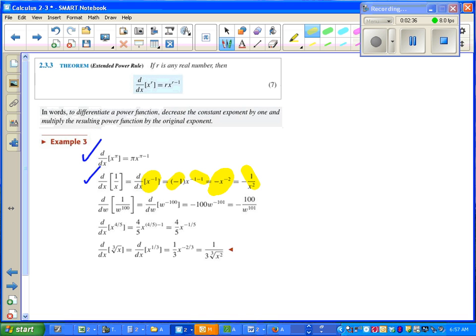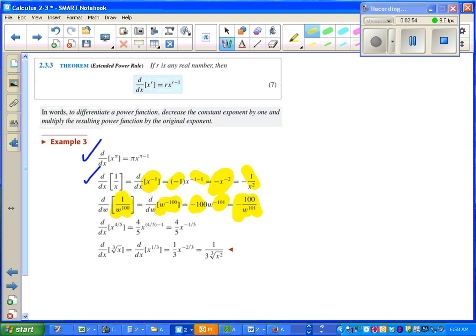Same idea works for any exponent on the bottom. 1 over w to the 100th. First rewrite it as w to the negative 100. Drop the negative 100. Lower the exponent by 1. Then rewrite. Also works with a fraction, as you see in the next piece.